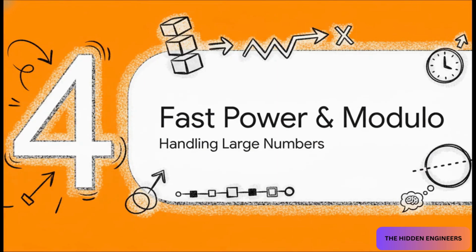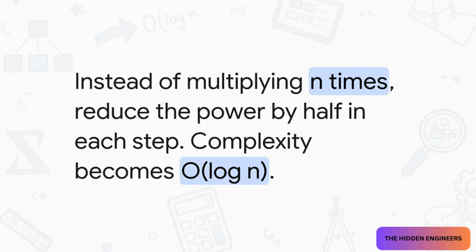All right, tool number 4 is a big one, especially if you get into competitive programming. It's fast power and modulo. This is all about how to calculate enormous powers like 2 to the power of 1,000 without your program crashing or just taking forever to run. The core idea here is something called fast exponentiation, or you might hear it called binary exponentiation.